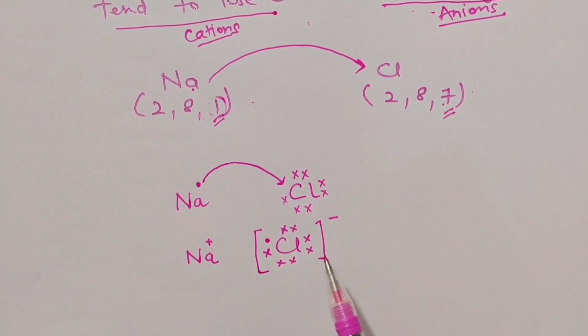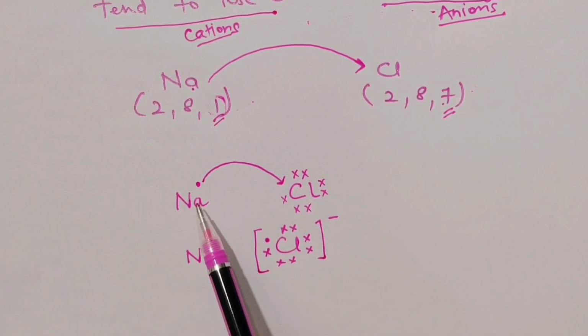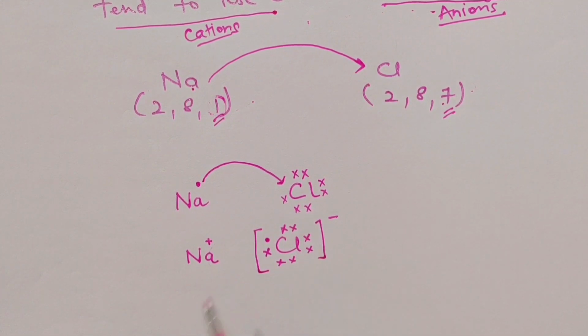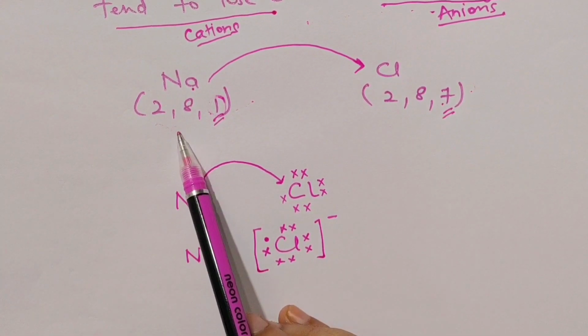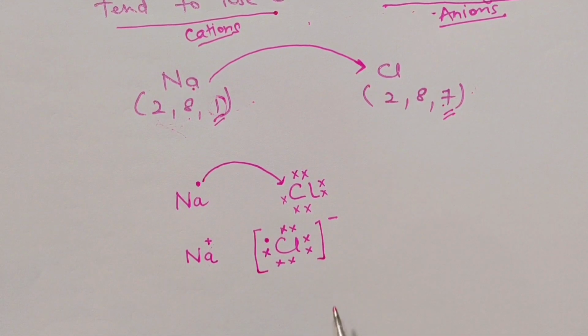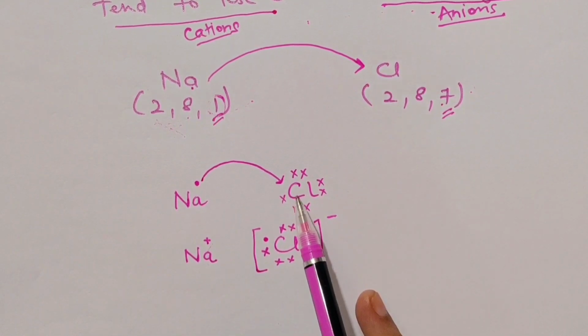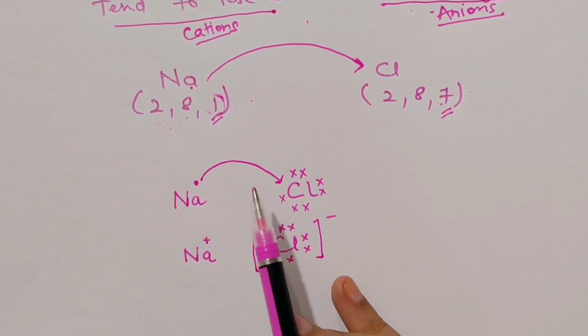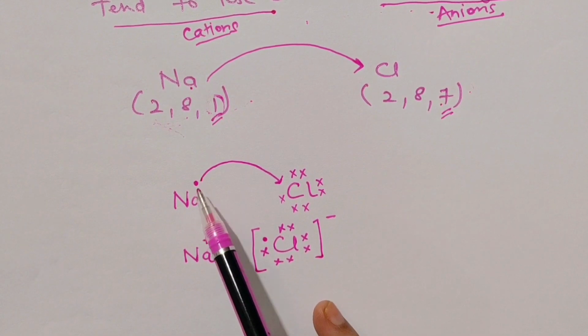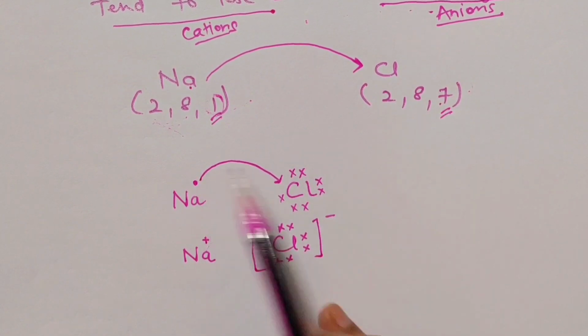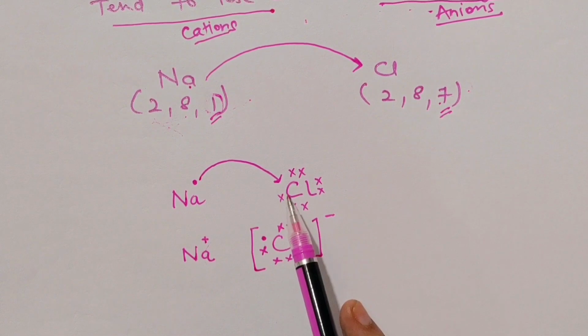Things that we need to be careful about: first, show only the valence electrons. Do not show the inner electrons. Okay, these are not to be shown. Then use different symbols for different elements. Different symbols of electron. Like for sodium, if you're using dot, for chlorine, use cross, or vice versa. Okay, but use different symbols for showing electrons.